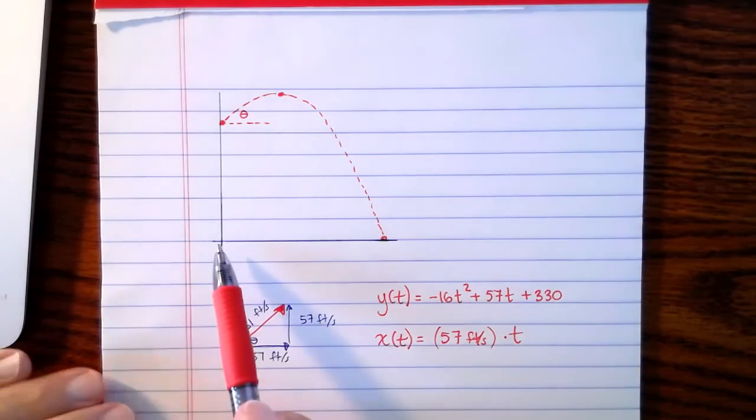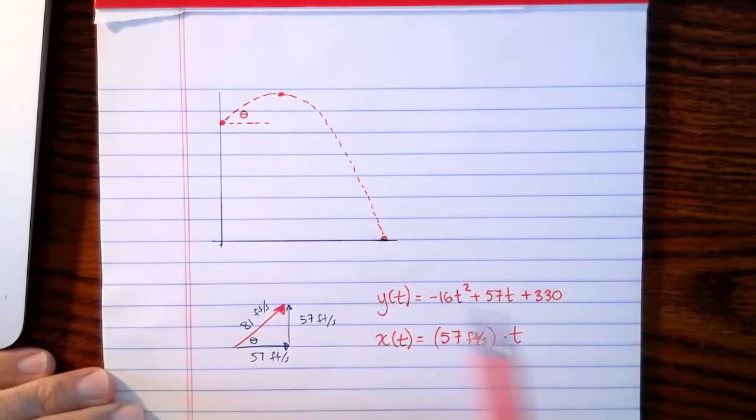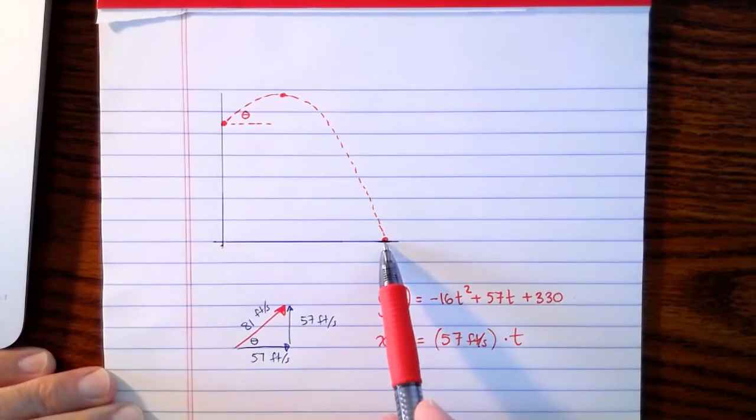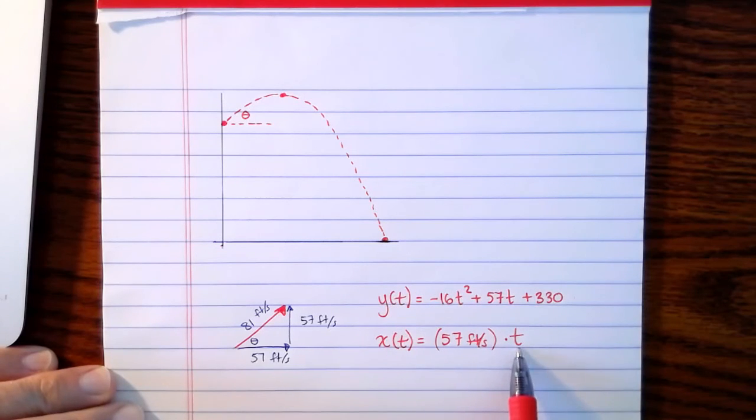Figuring out how far the ball goes horizontally would involve solving the y problem for the intercept to figure out at what time it hits the ground. And then once you know how long it's in the air, the time that it hits the ground, you could substitute that into the x equation and figure out how far it went horizontally.